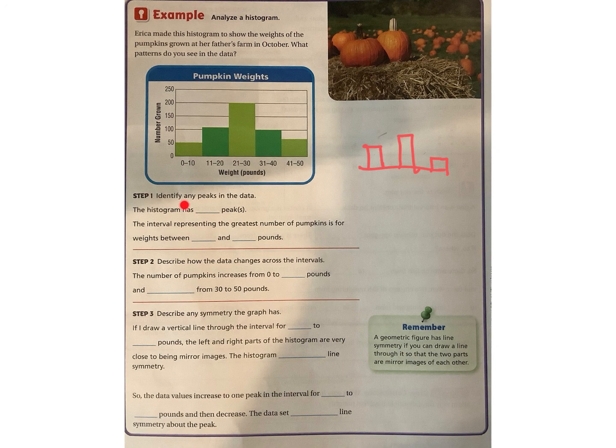All right. Identify any peaks in the data. Peaks are going to be the highest point, and so the interval with the highest number of pumpkins was 21 to 30. So this histogram has one peak. If we were to see something with more than one peak, maybe it would look like this, where we have two peaks, and that happens sometimes. In this case, with the pumpkins, it didn't. The interval representing the greatest number of pumpkins is for the weights between 21 and 30 pounds. That interval there has the most.